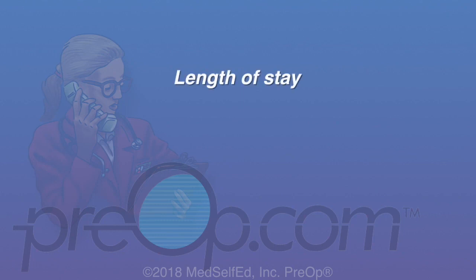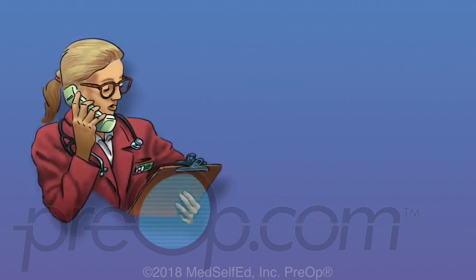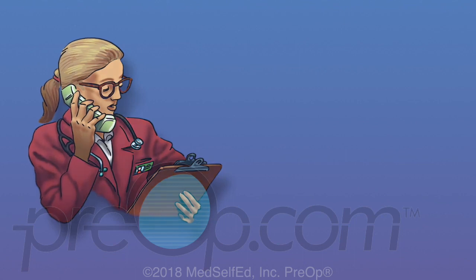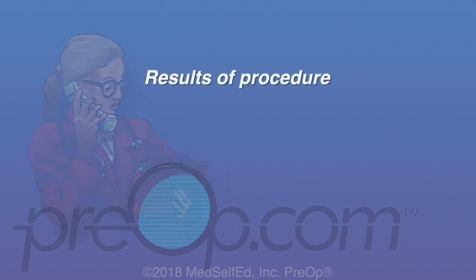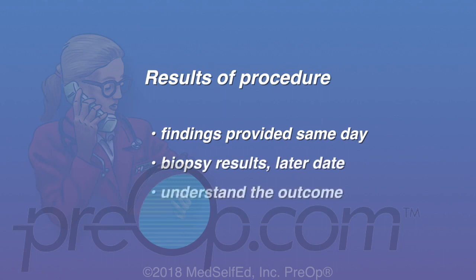If you are admitted to the hospital after surgery, your length of stay will depend on the specific procedures that were performed, any new findings or unexpected outcomes, and your other medical conditions. Know what is planned for you so that you can prepare. Results and immediate findings of the procedure may be provided the same day. However, if tissue was sent for testing, the biopsy results may not be available until a later date. Be certain you understand the outcome of your procedure and if or when you need to follow up with your care provider.